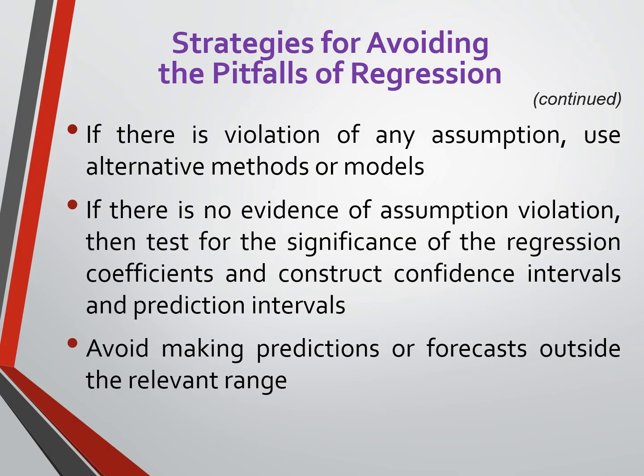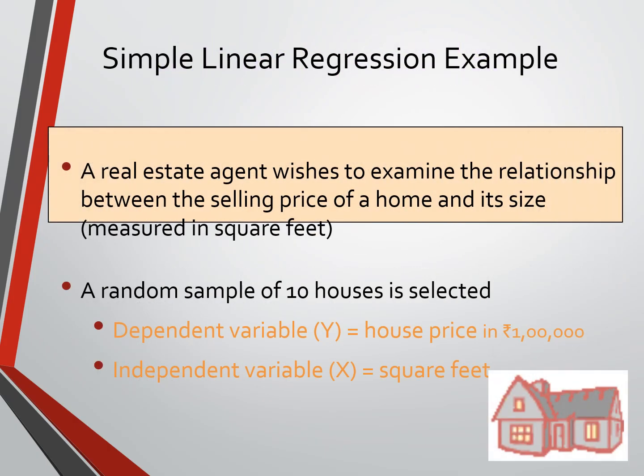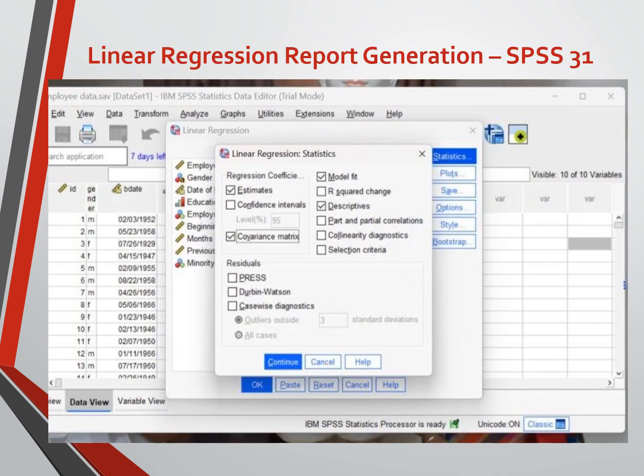So if there is a violation of any assumption, you can use an alternative method. That is what we see: a number of method names have been given, so you can use any other method. I have come down to the simple linear regression model example, which I am trying to skip.